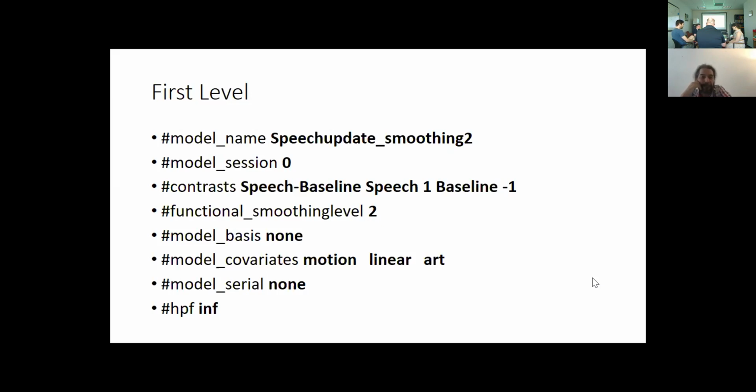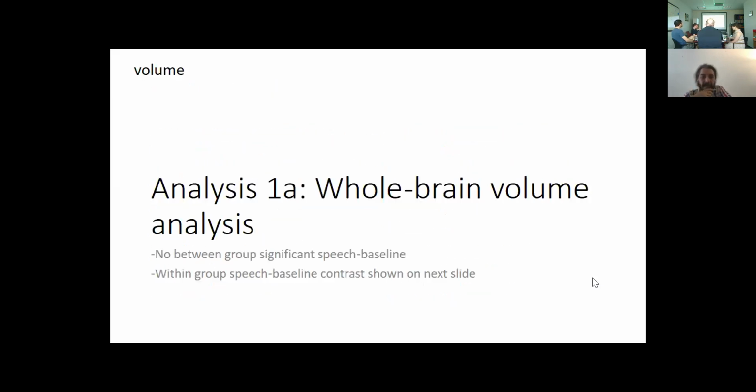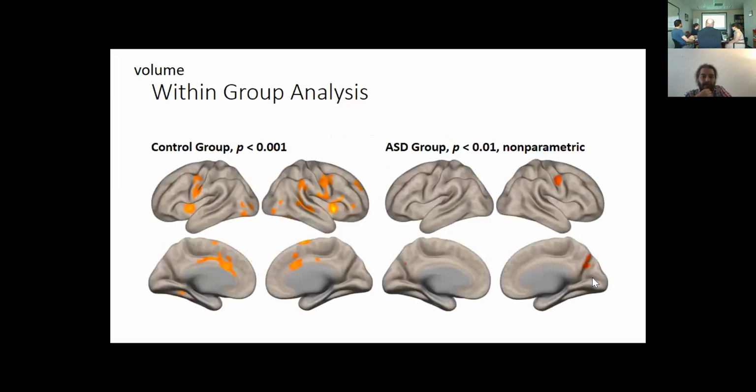Questions? Mind if I just look through my notes quickly? Yeah. So this was the whole brain volume analysis. For everything that I'm showing, I don't have any between group differences, so I'm just looking within group. Within the control group, this is P less than 0.001, and within the ASD group, it's P less than 0.01, but that's not parametric. That's speech minus baseline. This is speech minus baseline. There's so much variability in the ASD group.